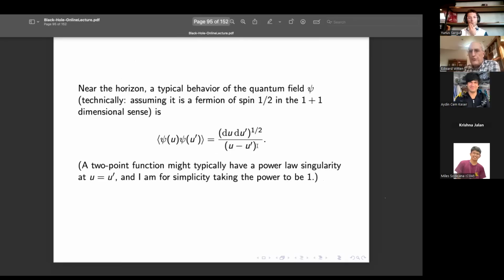For gravity, or for photons, for bosons in general, the power would be 2, whereas here I'm assuming 1 for fermions.